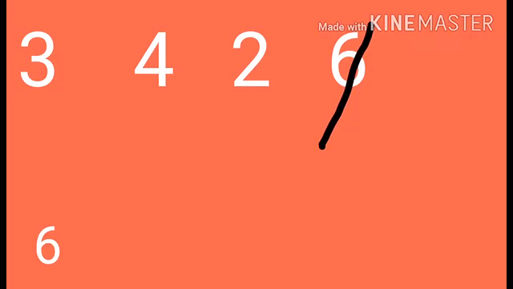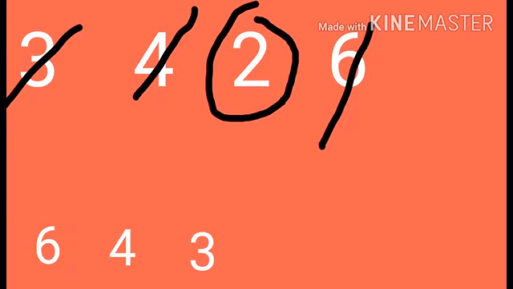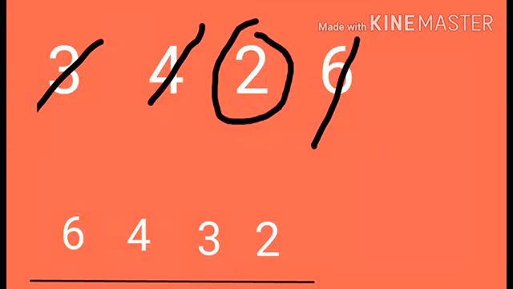We got first number. Then second number. Can you say which number will come? Yes, 4 is the greatest number in 3, 4, 2. Now only 2 numbers are remaining, isn't it? 3 and 2. Which number is bigger number? 3. 3 is the bigger number. So we have to write here 3. Now only 2 is left. So we have to write 2. Now we have arranged these numbers in descending order.